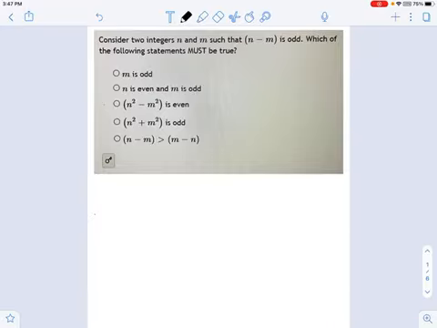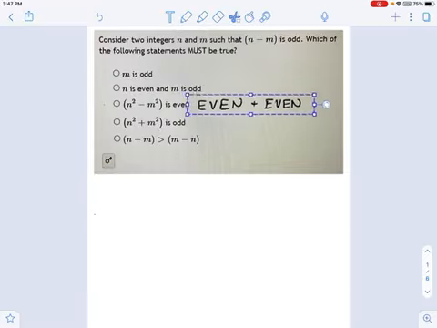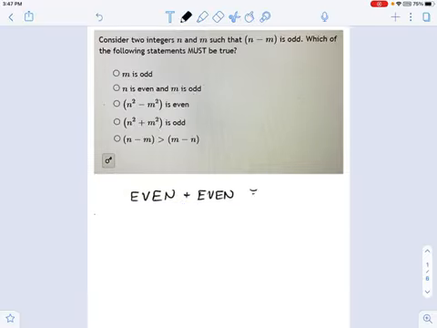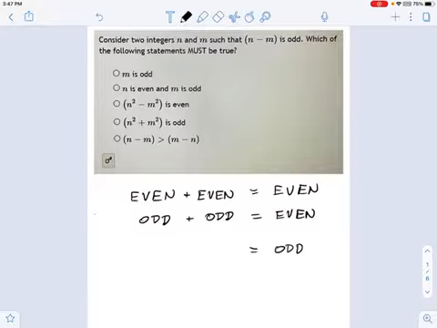So one thing that you may know coming into this is that an even number plus an even number is always equal to another even number. And likewise for odd numbers. In other words, an odd number plus an odd number is always equal to an even number. The only way to get an odd number by adding two things together is by adding an odd and an even. Go ahead and test this out if you want. Pick a few numbers, try it out. You'll see it's always true.